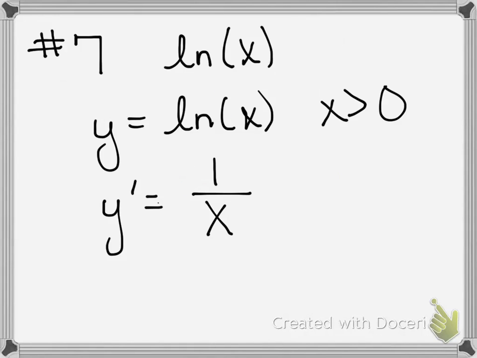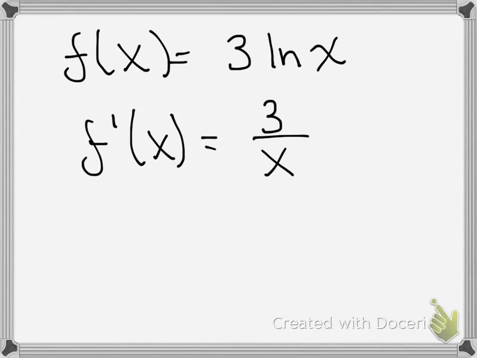Okay. Next, the 7th derivative rule is for natural logs. So if your function is a natural log and x is greater than 0, then your derivative is 1 over x. So for this one, we look at 3 ln of x. The derivative of ln of x is 1 over x, and then we multiply it by 3, getting a result of 3 over x.